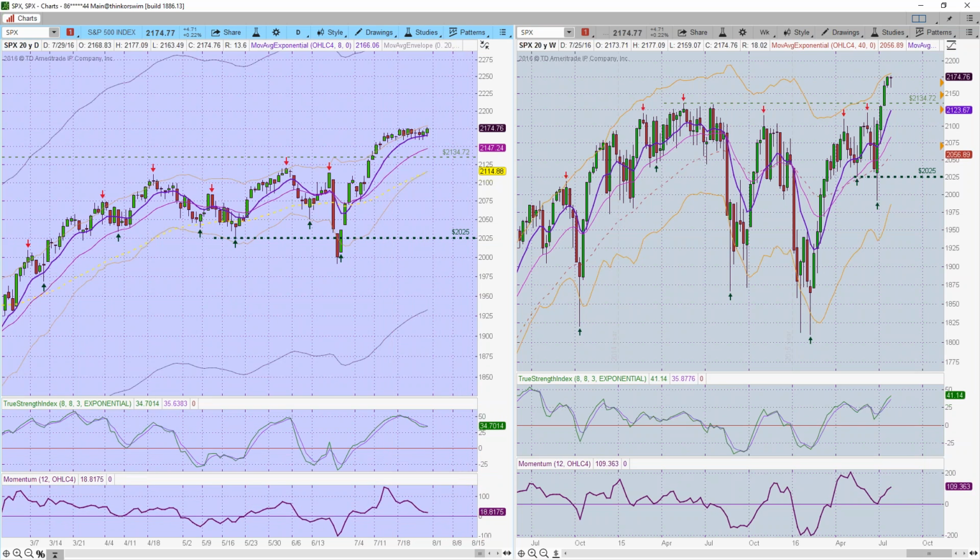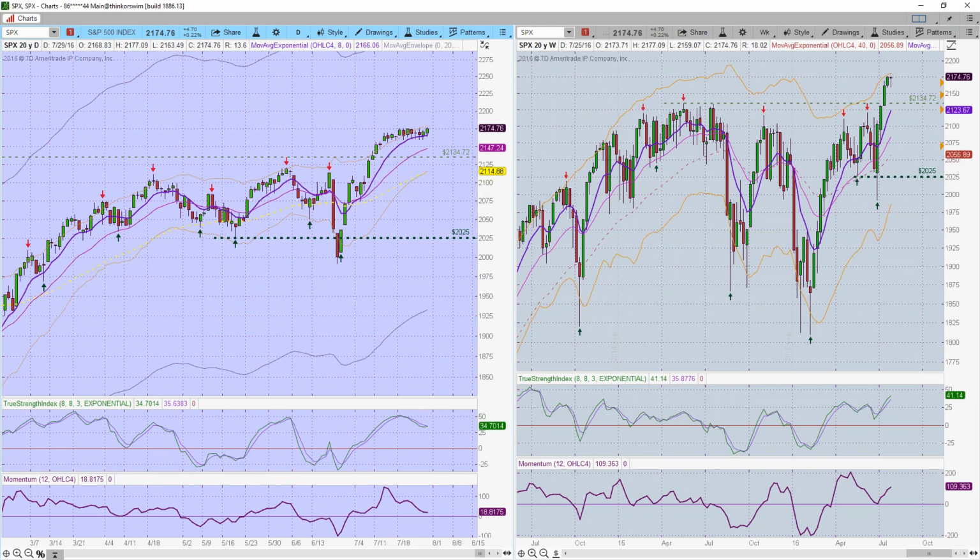Where we start to look for situations where we could be getting a stronger pullback would be if we tested a little higher and then put in a bearish type of reversal signal, and the TSI and or the momentum failed to start pushing much higher. That would be a stronger case for negative divergence.